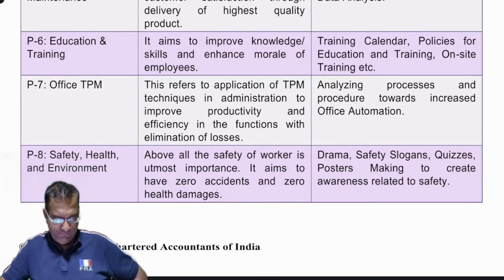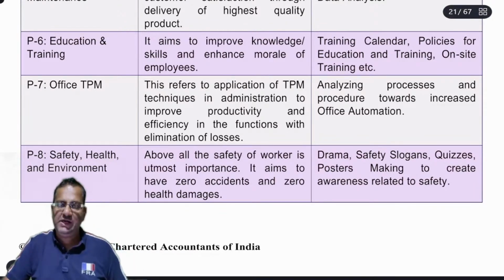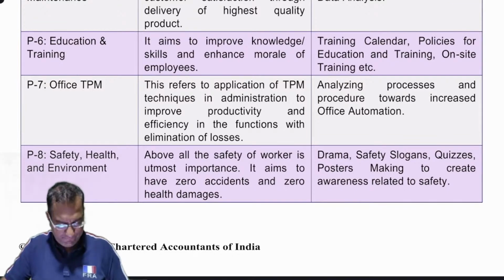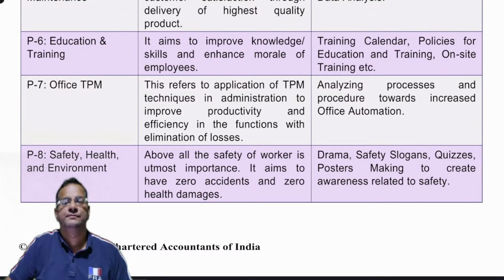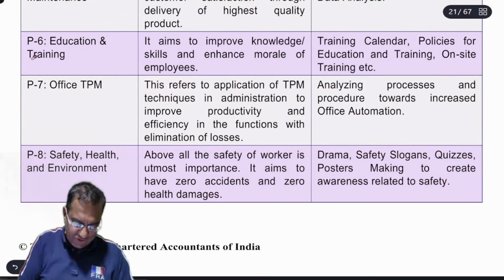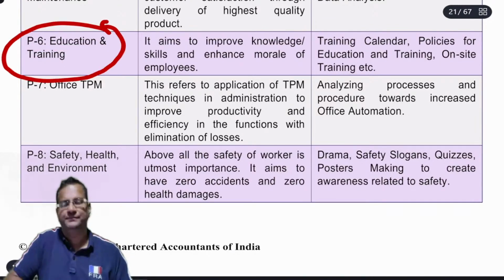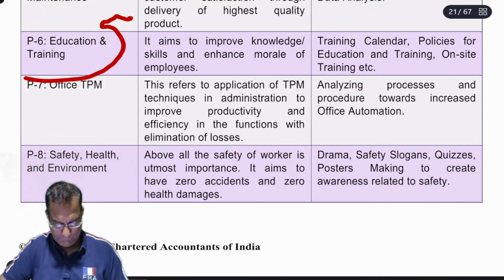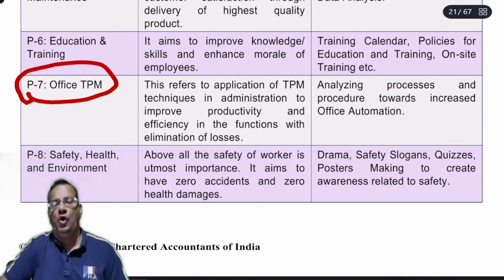Sixth pillar is safety, health, and environment. Seventh pillar is education and training. And the last one is office TPM.